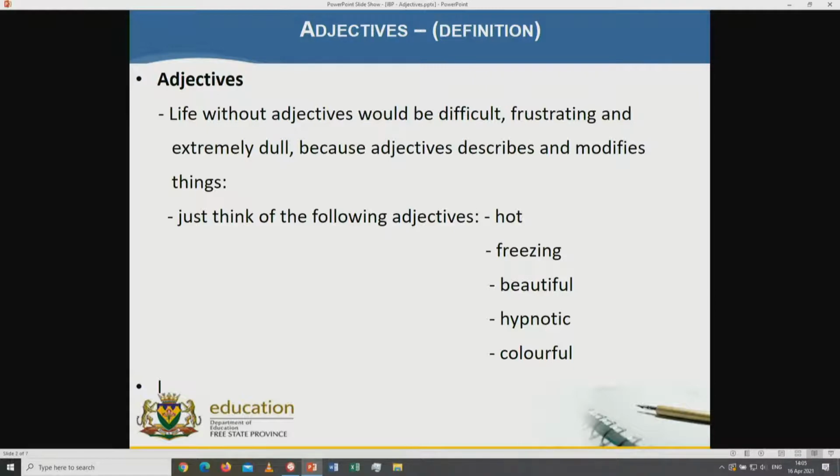Now let's come to the definition of what an adjective is if you are asked to say it in your own words, my grade 7 learners. What is an adjective? Say it in your own words. Share, discuss first with your peers and come up with a solid definition of what an adjective is. Can you do that? Yes, you can do it, my grade 7. Now let's come to this one.